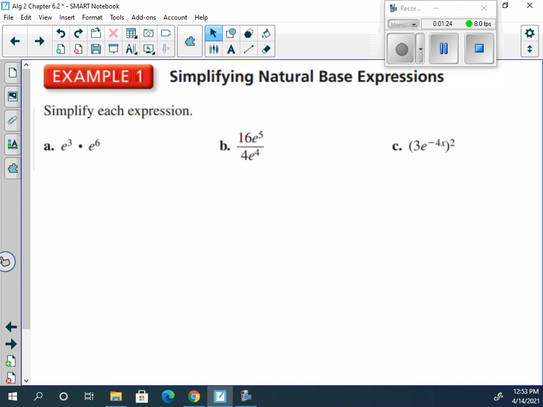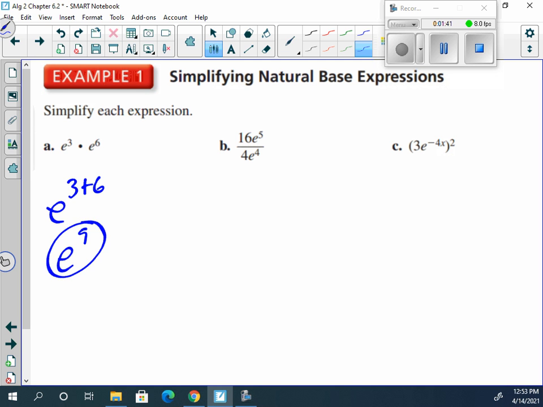So let's simplify each expression. For the first one, we have e to the third times e to the sixth. So how do we simplify this? We would add the exponents together, so we could say e to the 3 plus 6, which is e to the 9th.